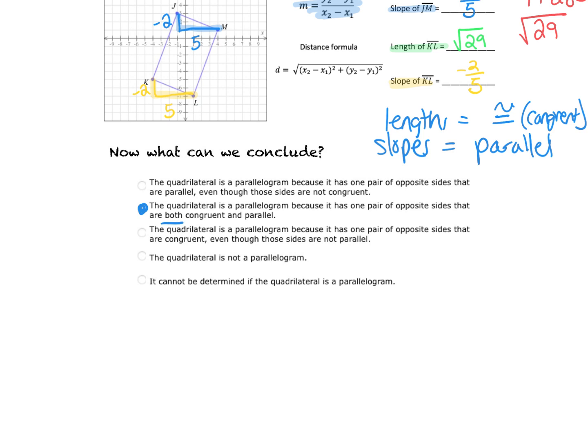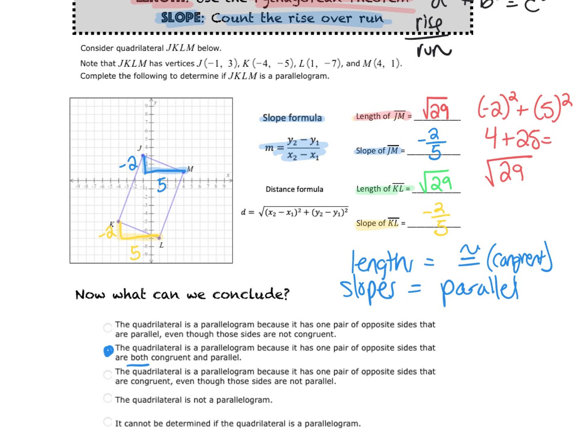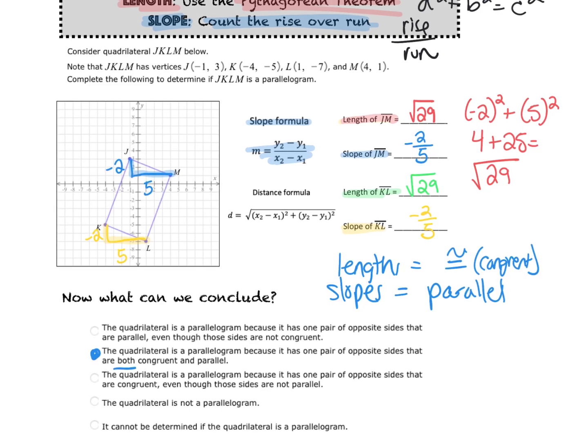Okay? So again, you're going to take your time with these, but pay attention to how I just found those. Find the slope first, that's the easier one, and then use the Pythagorean theorem to find the lengths.